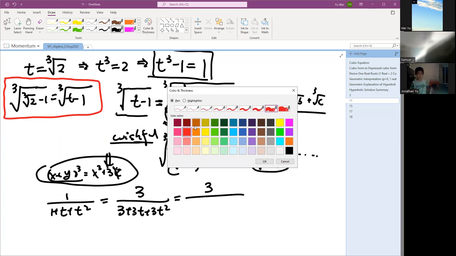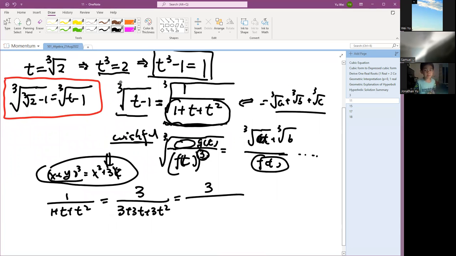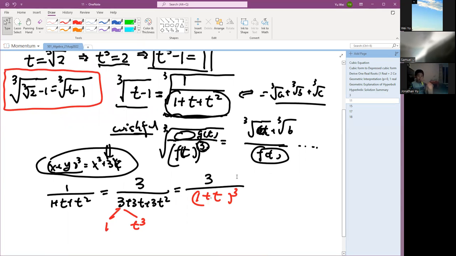Let me highlight for you guys, okay? What is this? 1 and t cubed. Then what do we have? 1 plus t cubed. Sam, did you see it?